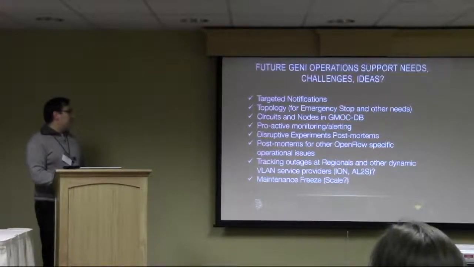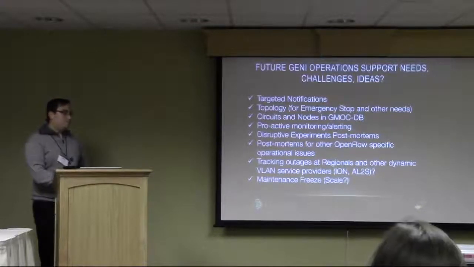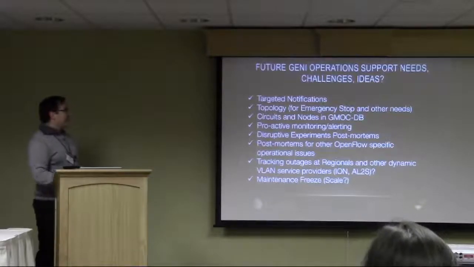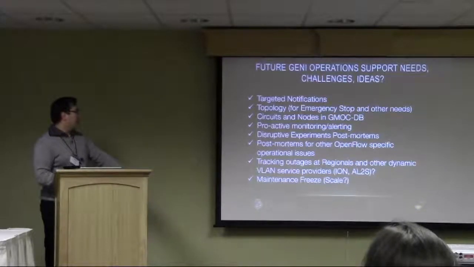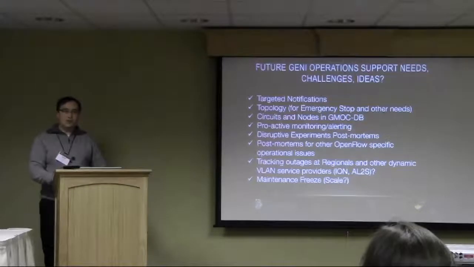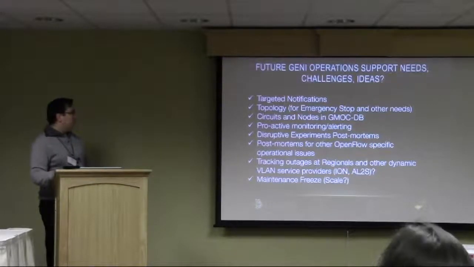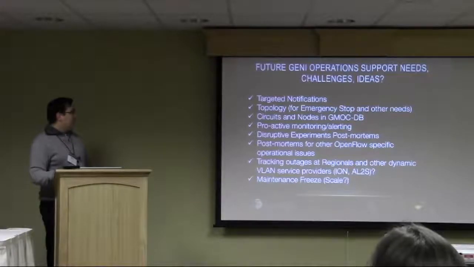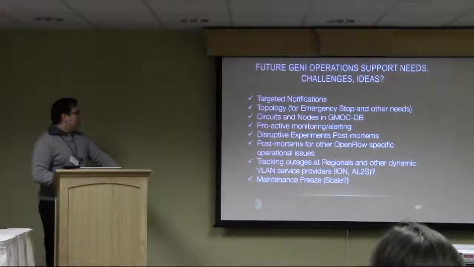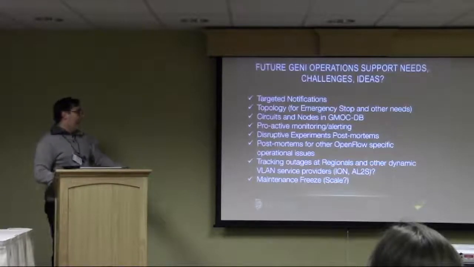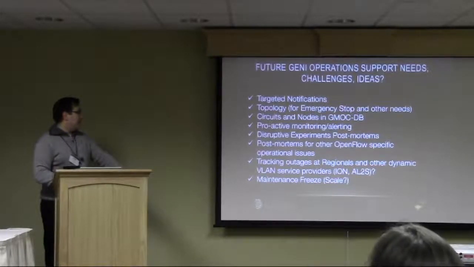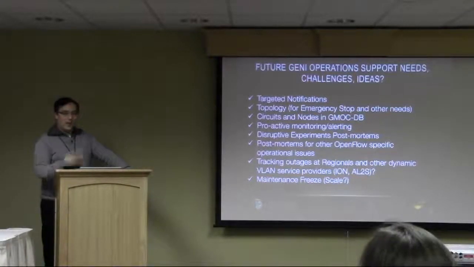I mentioned topology, being able to see really what a slice looks like, especially for the emergency stop and some other needs. I'm sure you can all think of different things that would help, once we get the download for the GMOC DB and some more public access to the GMOC DB information. Once you start using this, hopefully we can get other topology and different things in there, like circuits and nodes in the GMOC DB. We talked to Tom about that in previous GECs, and hopefully those are some of the next things we'll focus on.